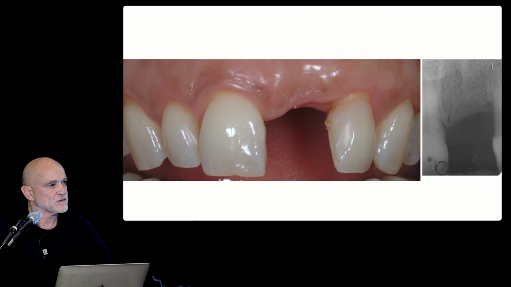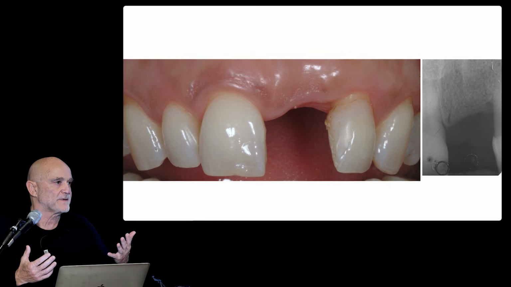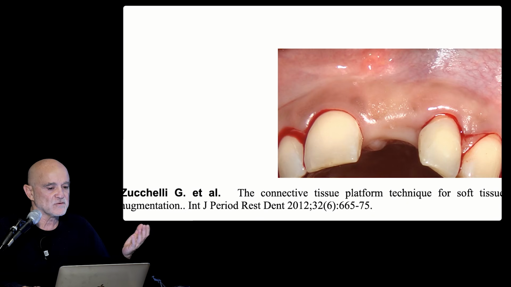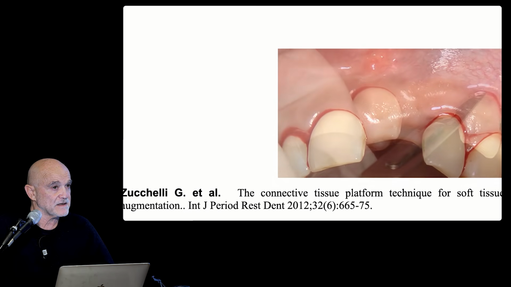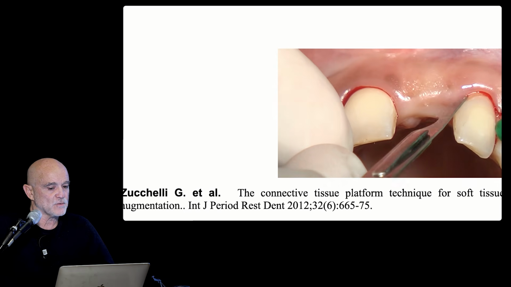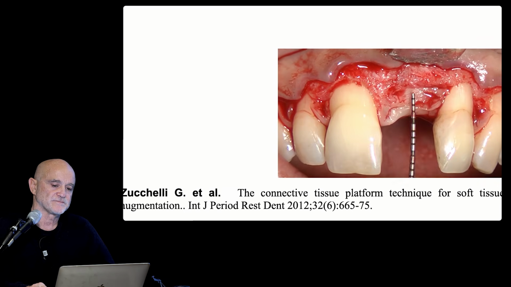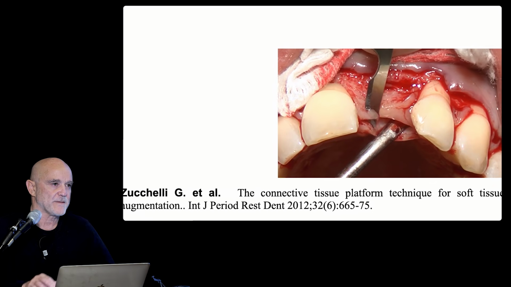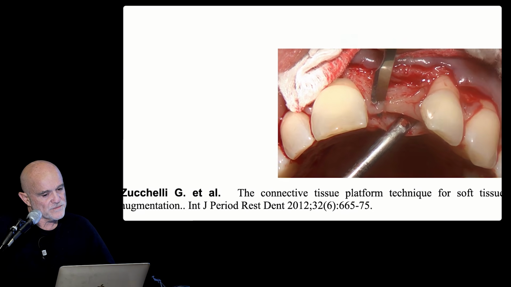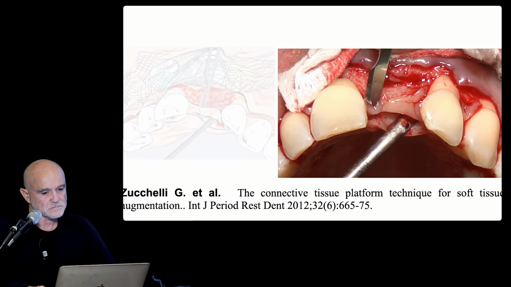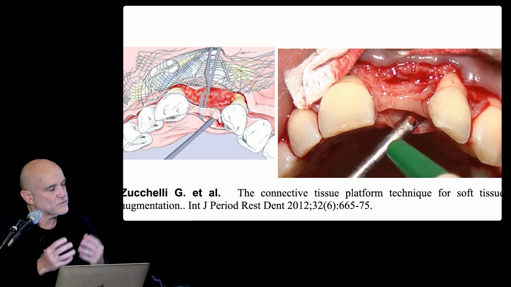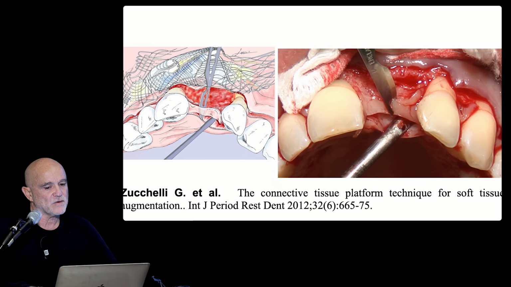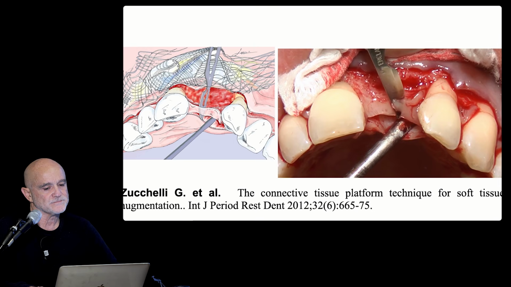We have loss of the emergence profile, we have the loss of the papilla, and despite there being horizontal bone loss, we can do the platform technique, as we saw with the buccal incision, split thickness elevation of the palatal flap, deepithelialization of the platform, so to create a very good connective tissue bed for the anchorage of the connective tissue graft.